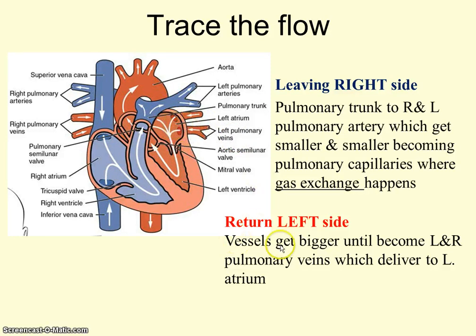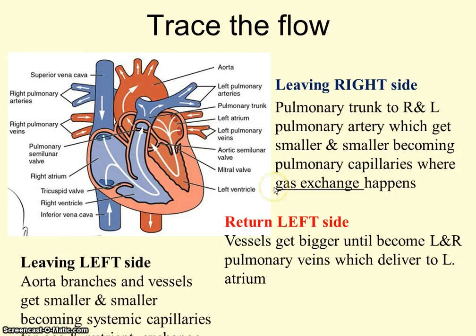Again, vessels get bigger and bigger until they become the left and right pulmonary veins to the left atrium, go down to the left ventricle, and then out through the aorta and off to the body, as we'll see later on. All right? Leaving the left side, you're going to have the aorta branch. Here's our aorta branch, and vessels get smaller and smaller and become the systemic capillaries. And this is where we're going to get the exchange between the blood with its gas and oxygen specifically, and the cells of the body.